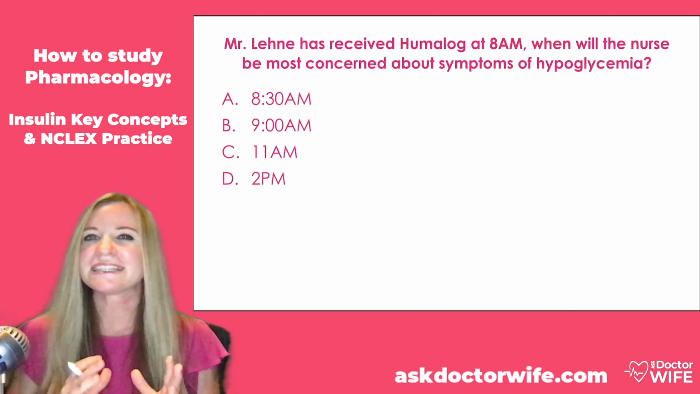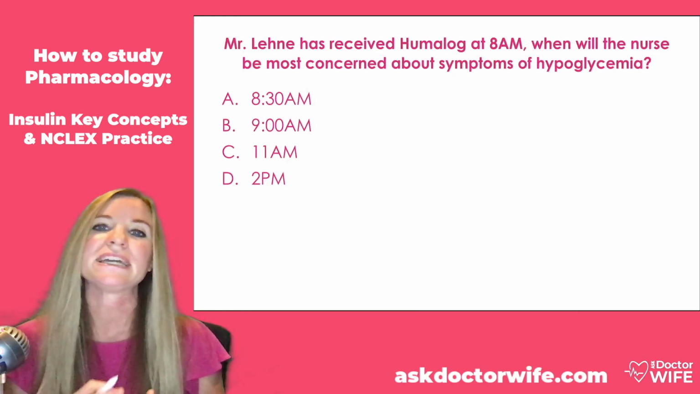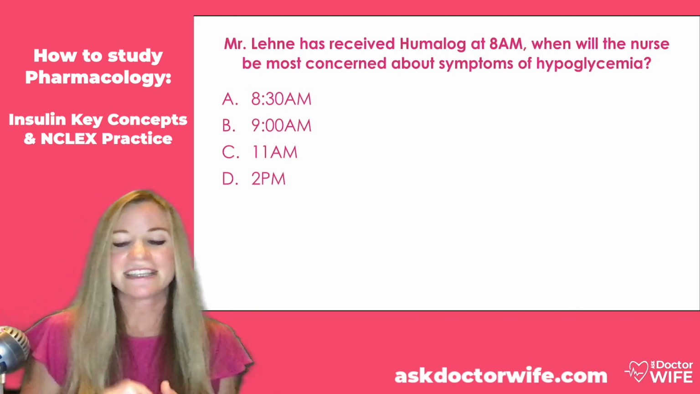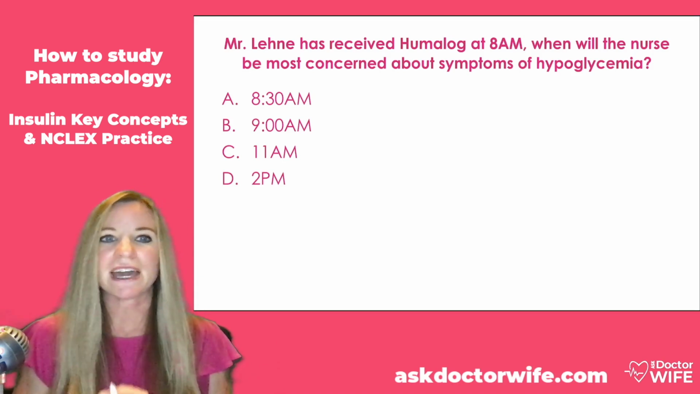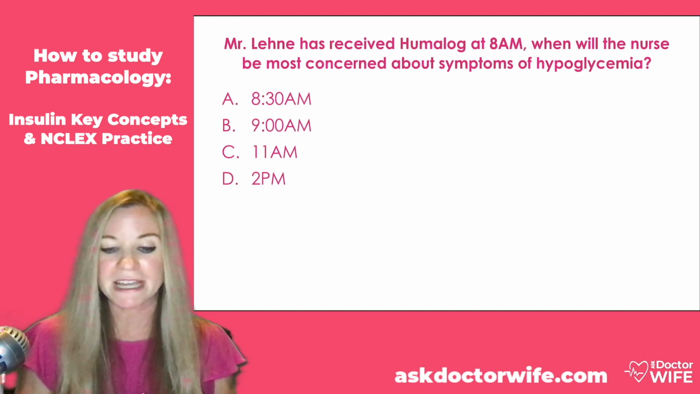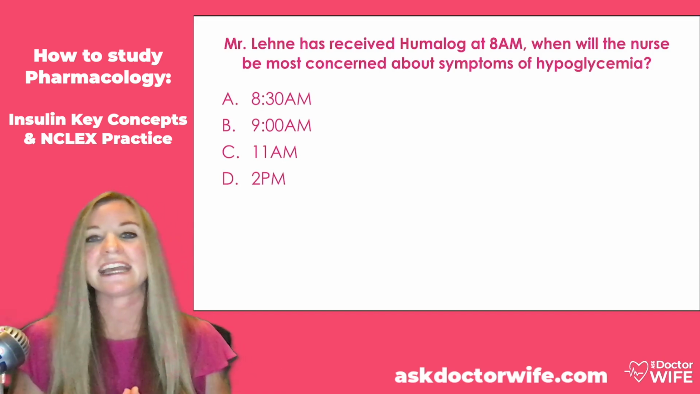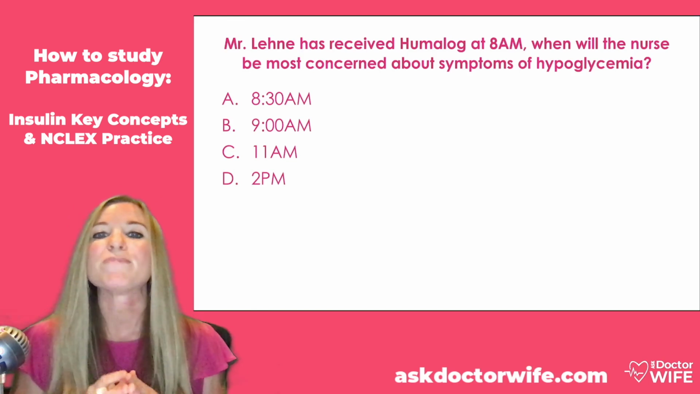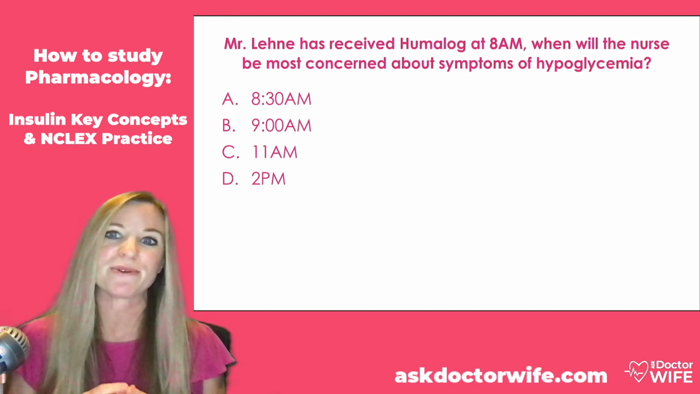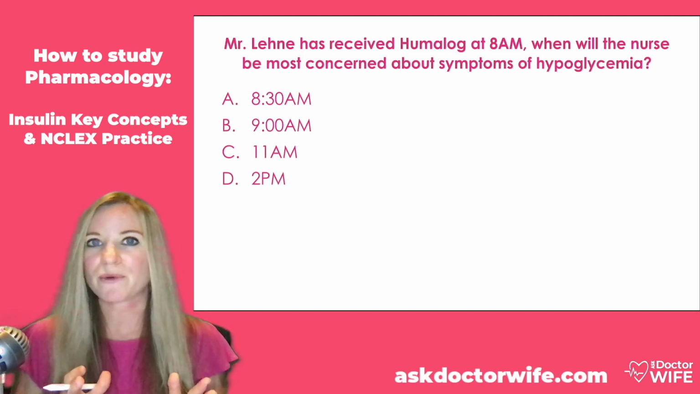Okay, so now this last question. I want to share this with you because, again, this is a very common test question. This is one that I like to give. I tweak the numbers a little bit, but this is exactly what it looks like on my test. Mr. Laney has received Humalog at 8 a.m. When will the nurse be most concerned about symptoms of hypoglycemia? So this is a very common type of question.